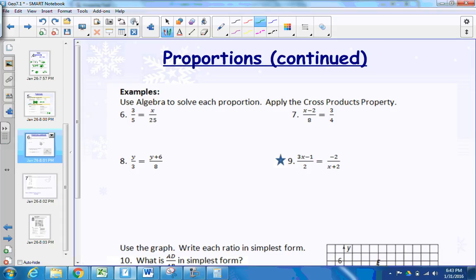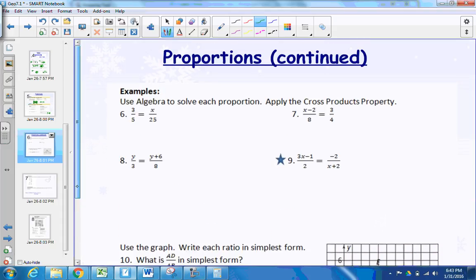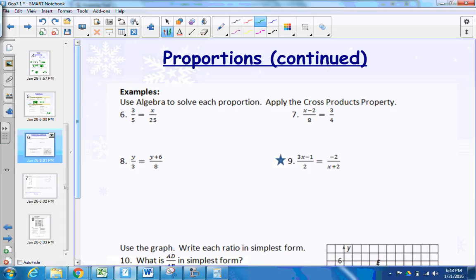So let's do a couple examples with them, and then I'll let you go and do some of this on your own. So first one, it says use algebra to solve the proportion. We're going to do number 6 and number 9, I think. So first one, again, we are using the cross products property, cross multiply. So we have 3 times 25 equals 5 times x. That gives 75 equals 5x. Divide both sides by 5, x is equal to 15.